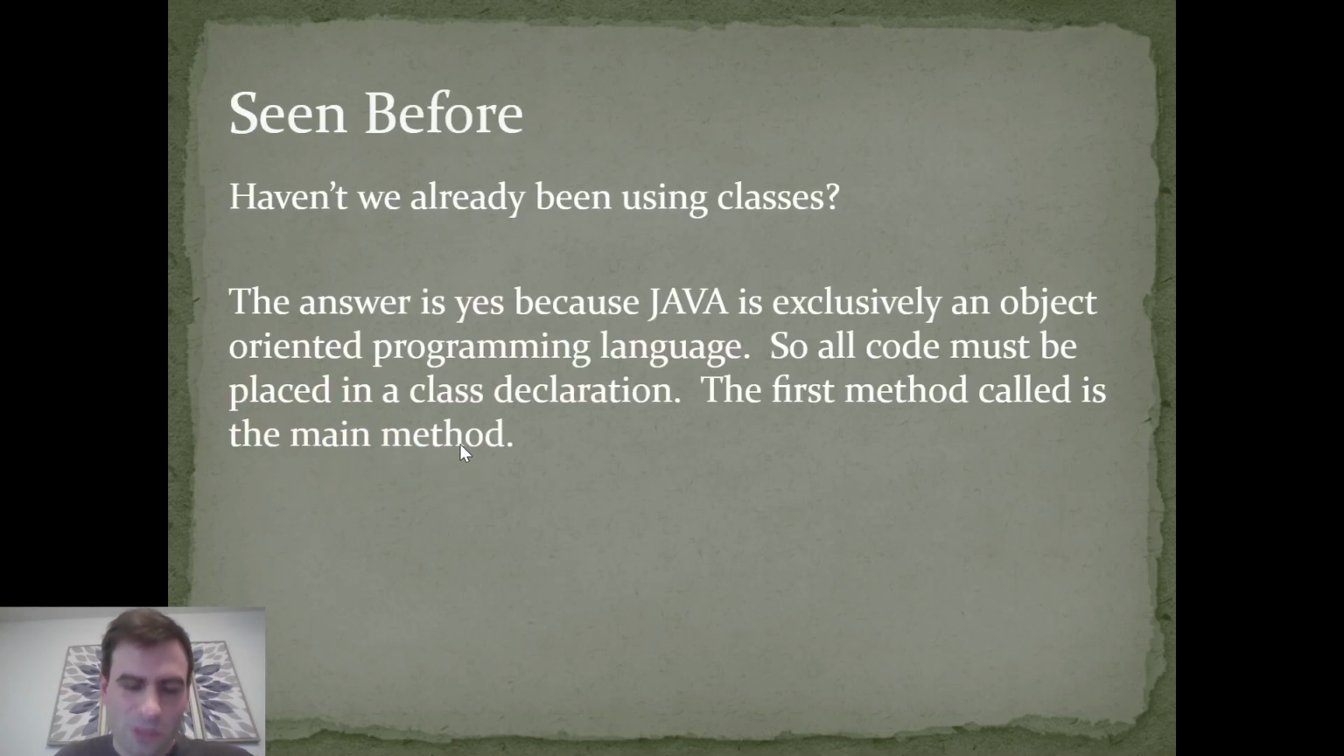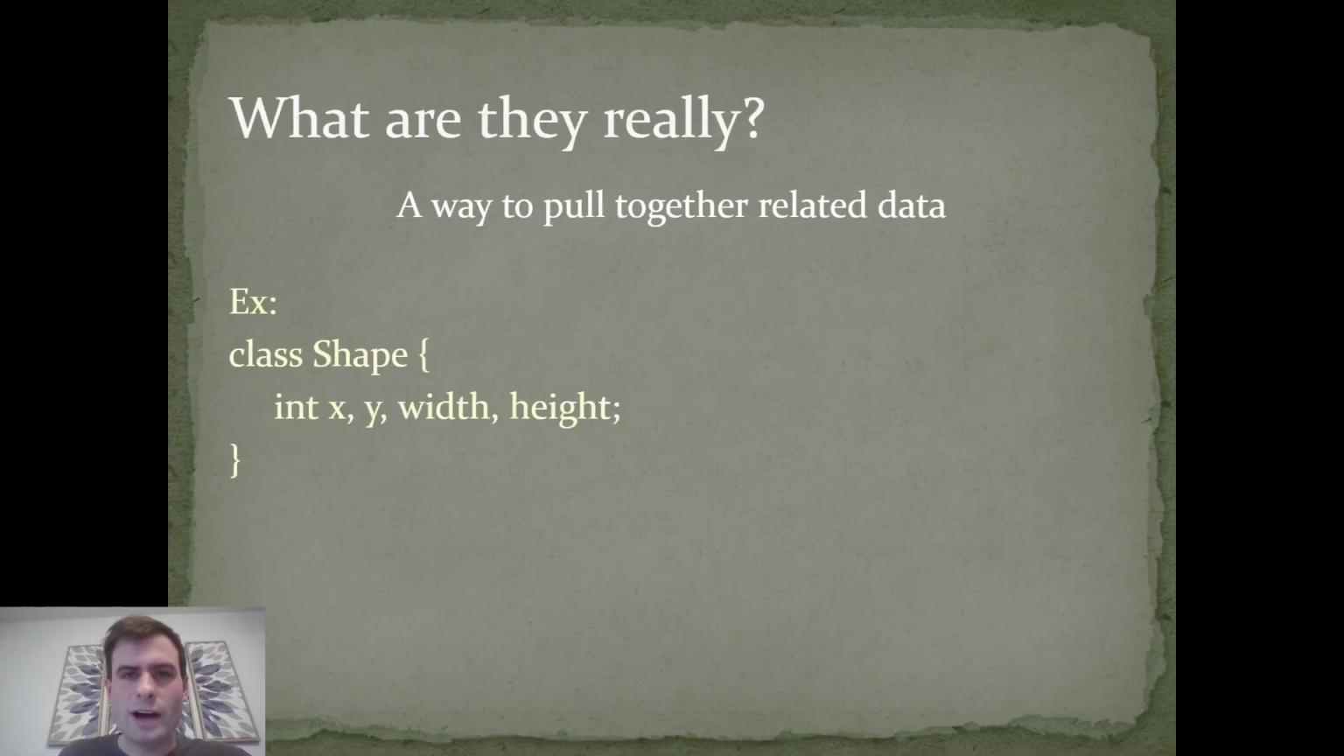And we've seen these before, but while we've been doing Java, we've exclusively used this object-oriented programming language, Java, and all code is placed in a class declaration. All our code has been, forever. And the first method is called the main method. That can be in its own file.